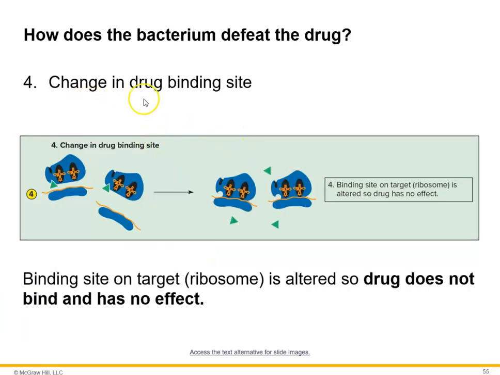Here, number 4, the microbe can change the shape of the drug binding site somehow. So here we have a drug that's binding to the large subunit of the ribosome. And let's say that this binding site gets changed just ever so slightly. And now the result is these drug molecules can't bind to the ribosome and block the ribosome's action anymore. So the drug ends up not having any effect.